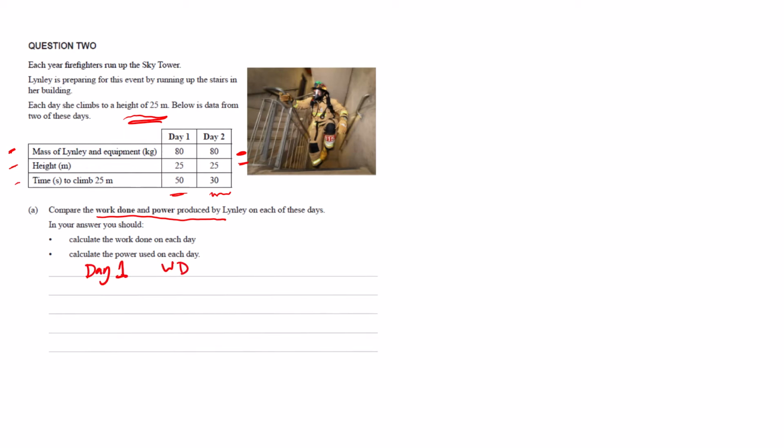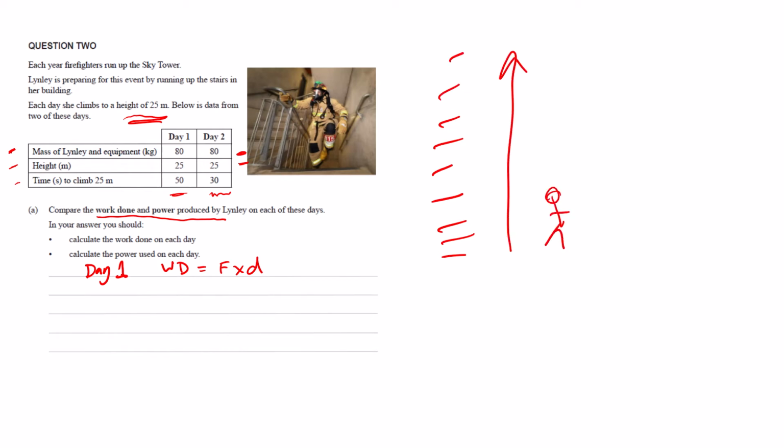Work done is equal to force times distance. Now she has run up all of these stairs, and we know she's got a mass of 80 kilograms altogether, and we know the distance is 25 meters. So let's have a look then. Work done is equal to force times distance.